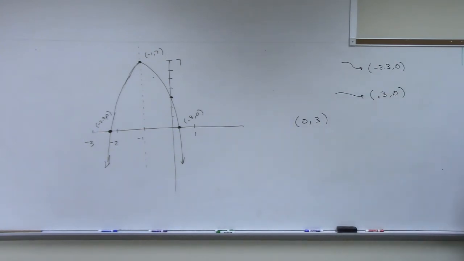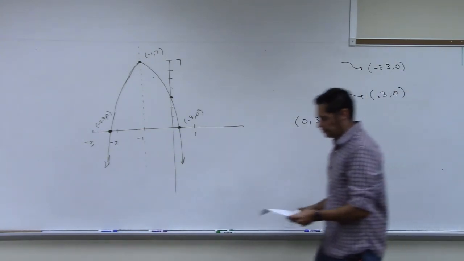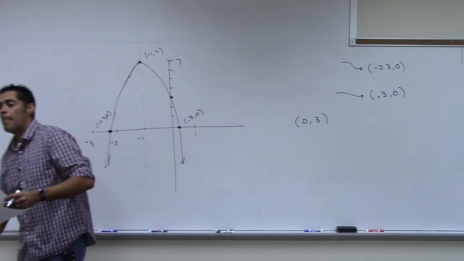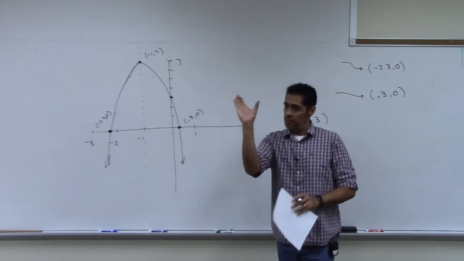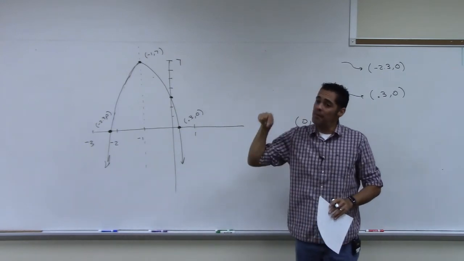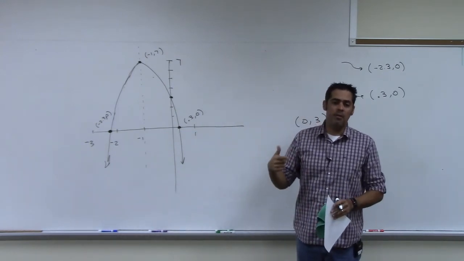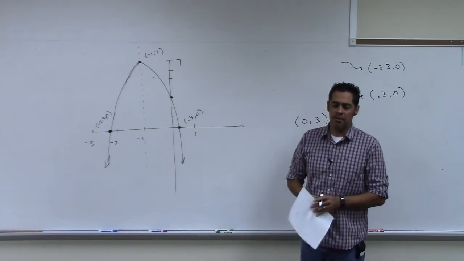Okay. Let's move on. Yeah, there's no minimum. Now, if it would have opened up instead of down, we would have had a minimum, and it still would have been the y value of the vertex. Still would have been the k.